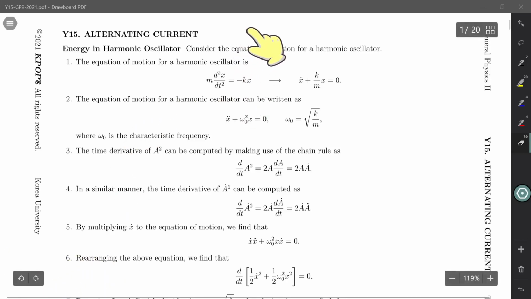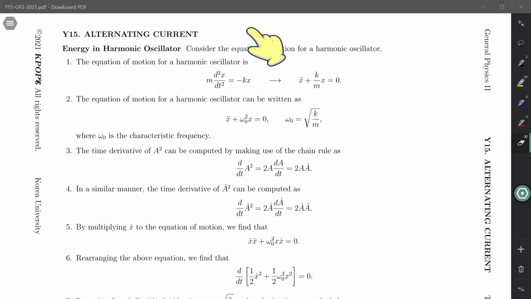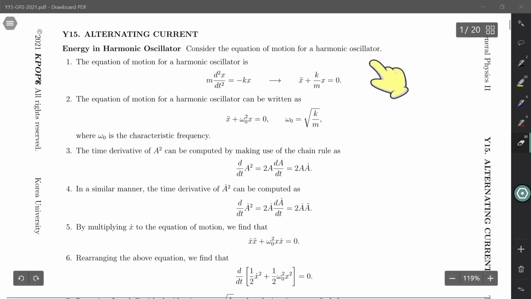Today we study alternating current. First, let us consider the energy flow in a harmonic oscillator.